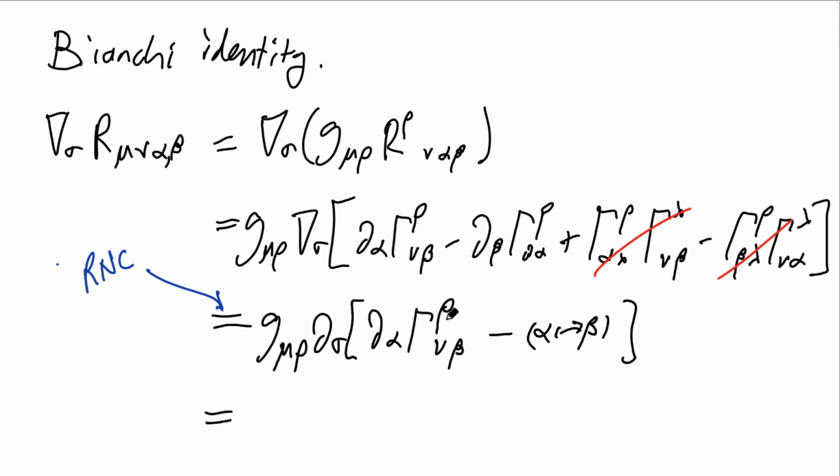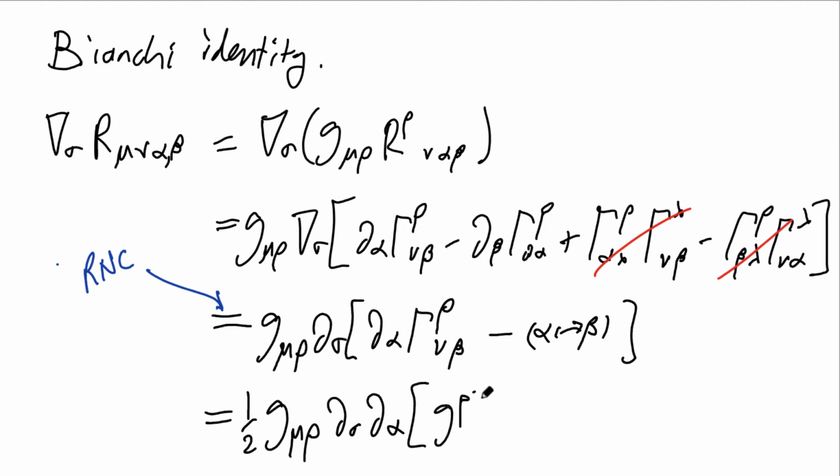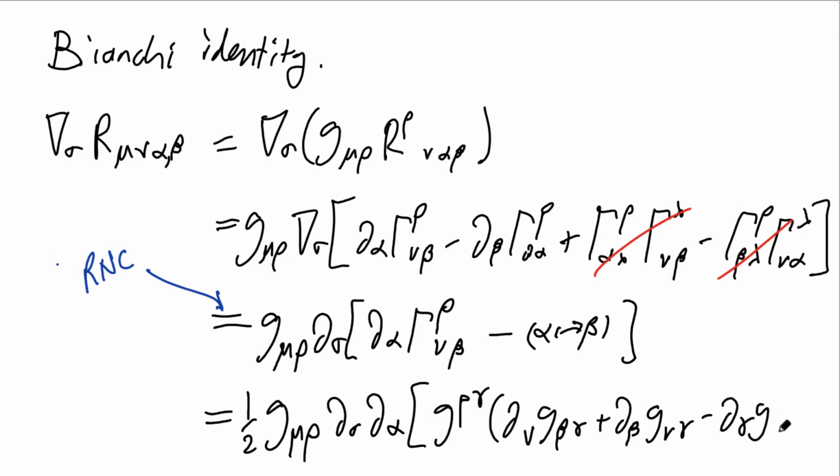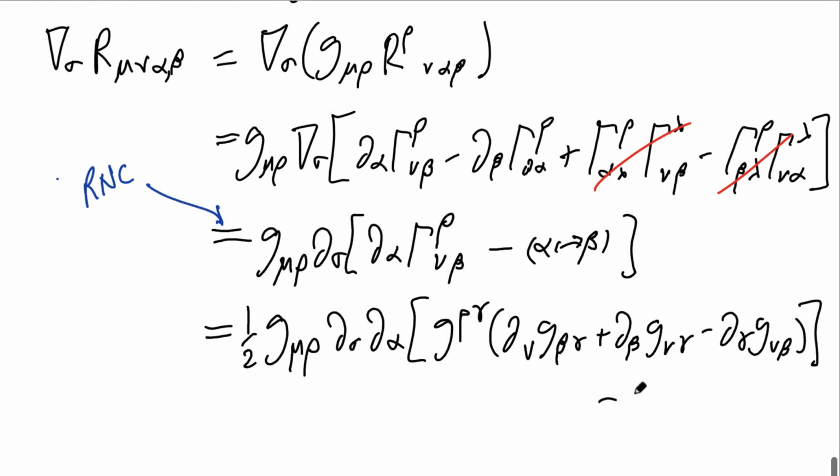And now let's insert the definition of the Christoffel symbols here. We have g_μρ times ∂_σ ∂_α acting on 1/2, I'll put the 1/2 out here, g^ργ times [∂_ν g_βγ plus ∂_β g_νγ minus ∂_γ g_νβ]. And then of course we have this term where we swap alpha and beta.